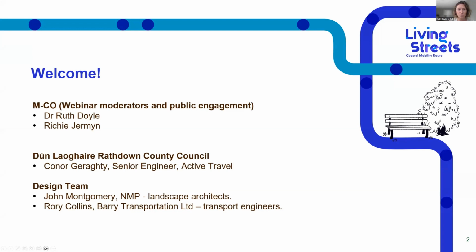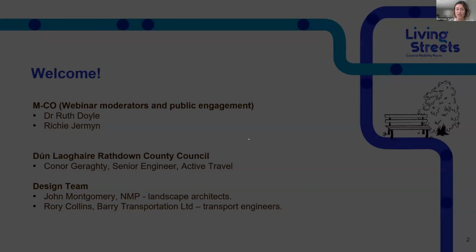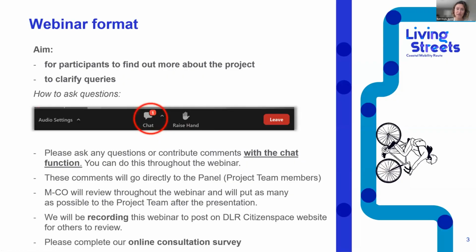Also here today are a number of members from the project team. We have Conor Geraghty, who's a senior engineer from Dún Laoghaire-Rathdown County Council, and he is the director in charge of this particular project. We also have from the design team, John Montgomery from NMP, who are the landscape architects on the project, and then Rory Collins, who is from Barry Transportation Limited, who are the lead engineers on this project and leading the consortium who are part of this group.